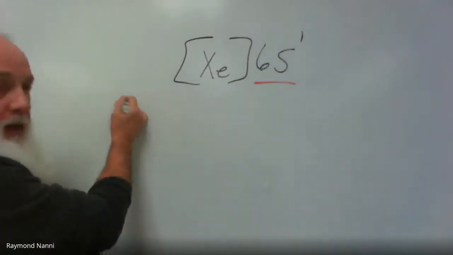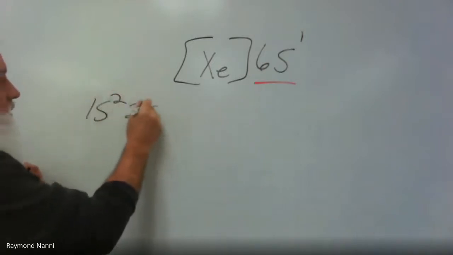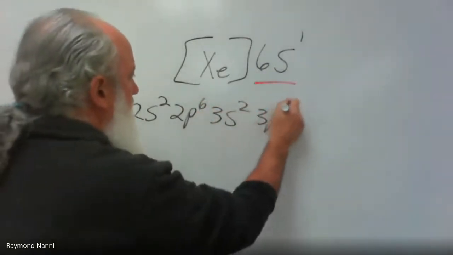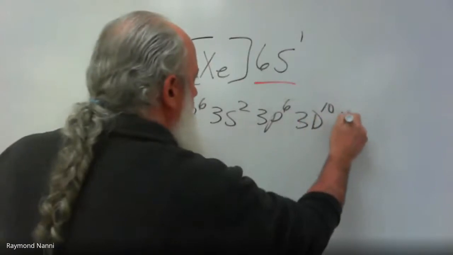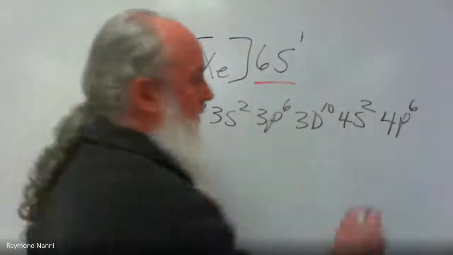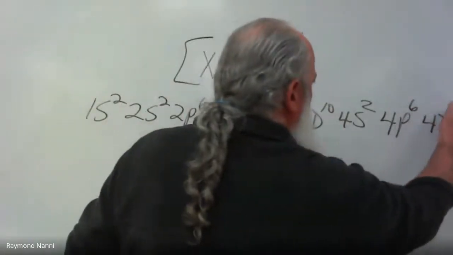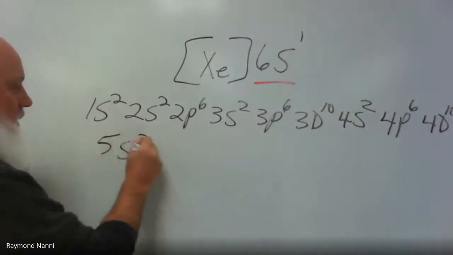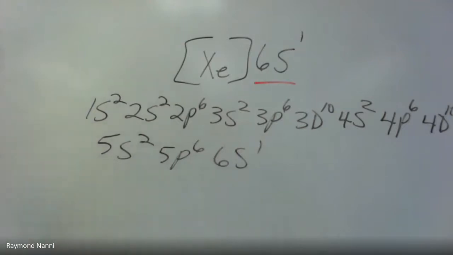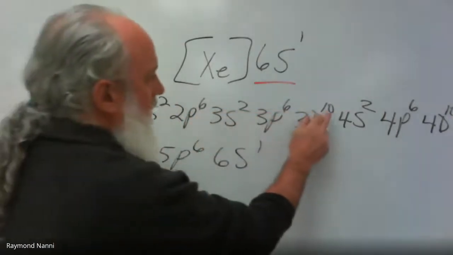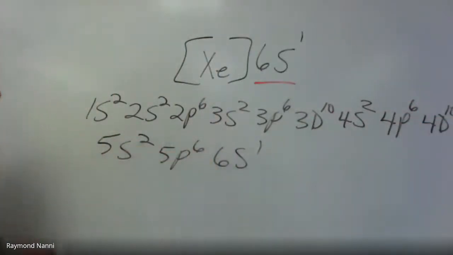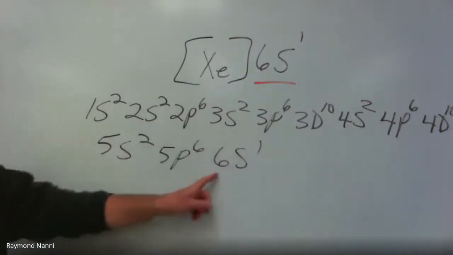All right, the old way would be 1s2, 2s2, 2p6, 3s2, 3p6, 3d10, 4s2, 4p6, 4d10, 5s2, 5p6, 6s1. All right, so let's count them up. 2, 4, 10, 12, 18, 28, 30, 36, 46, 48, and 7 more is 55. So yes, this is correct. All right, and 1 valence electron.